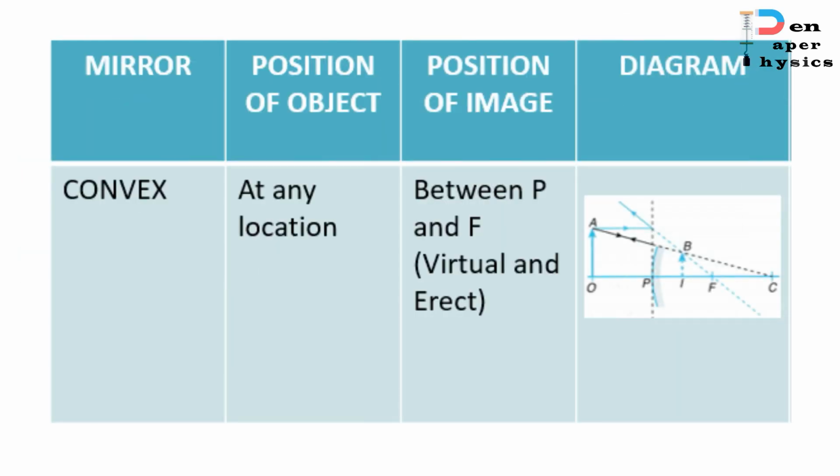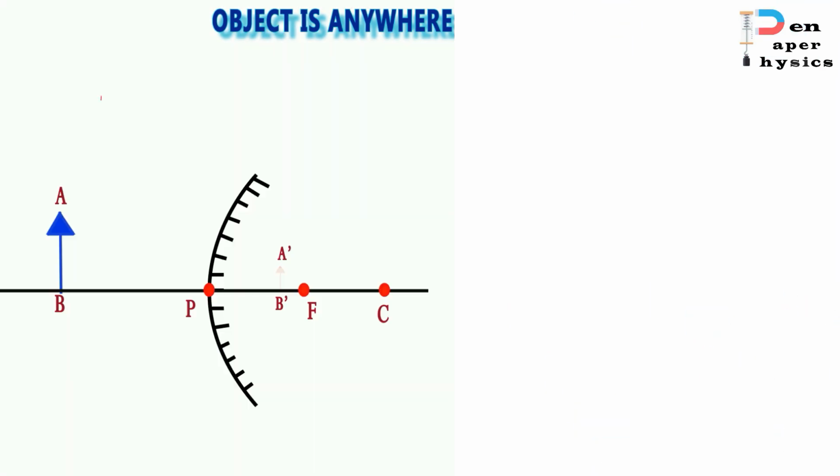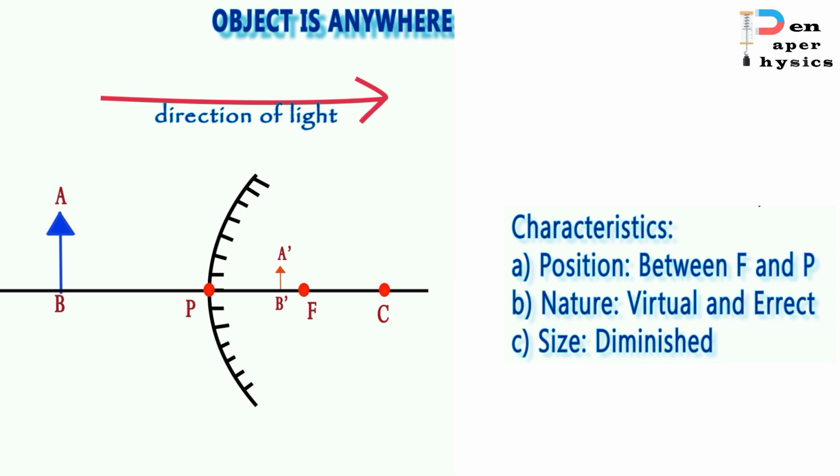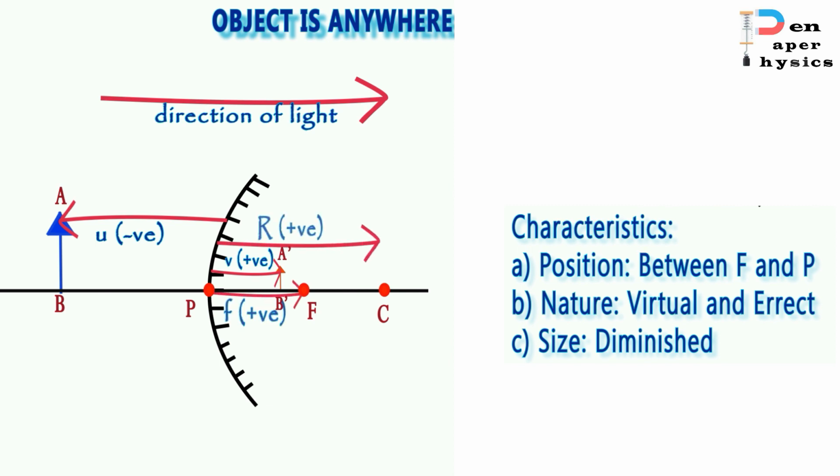The next case we will learn over here is when the object is at any location in front of a convex mirror. In those cases, the image is produced between P and F and the image is a virtual and erect image. First we will consider the direction of light towards right. To find U, the arrowhead is moving in the opposite direction of light, so U is negative. To find V, the arrowhead is moving towards right, that is in the direction of light, so V is positive. To find F and R, the arrowhead is moving towards right, so both of them are positive.